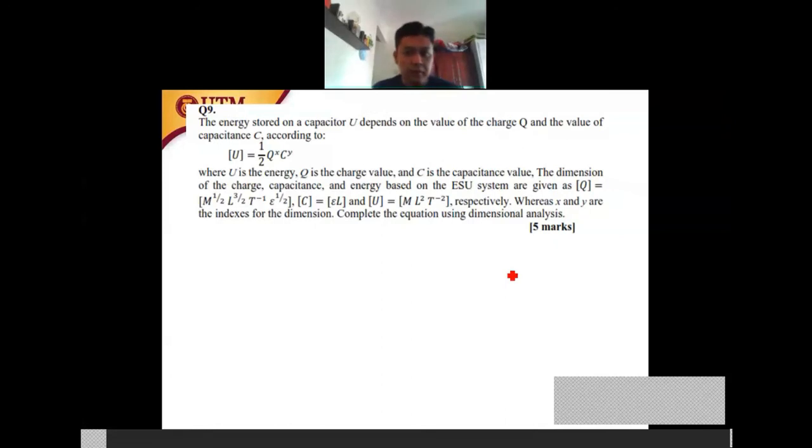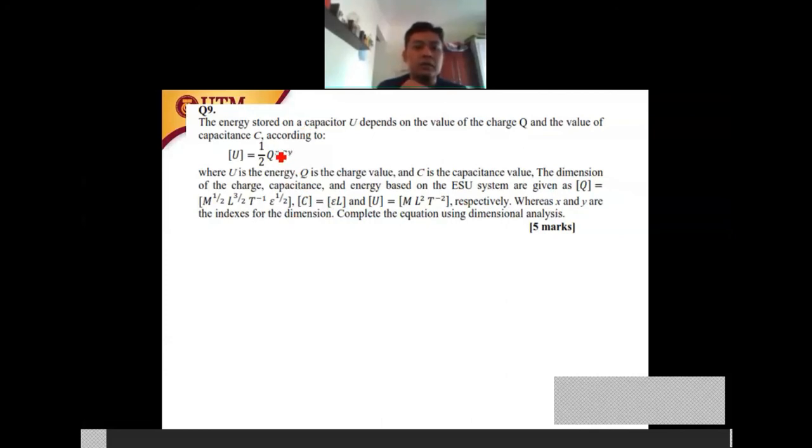Okay, let's resume the lesson. So in this process, we have dimension here on the left hand side, which is the energy. Then we have on the right hand side the dimension Q and C, which are the charge and capacitance respectively.